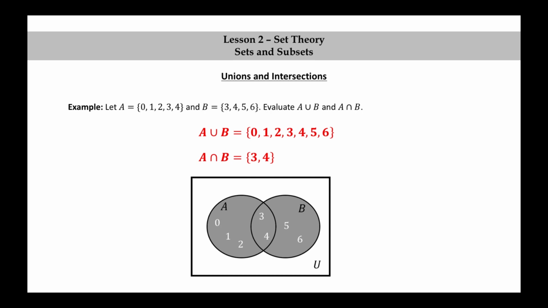Here's a Venn diagram giving a nice illustration of this example. Notice how 3 and 4 are in the intersection of A and B. The other elements from A, 0, 1, and 2, are shown inside the set A but outside of the intersection. And similarly, 5 and 6, which are in the set B, are outside of the intersection of A and B.